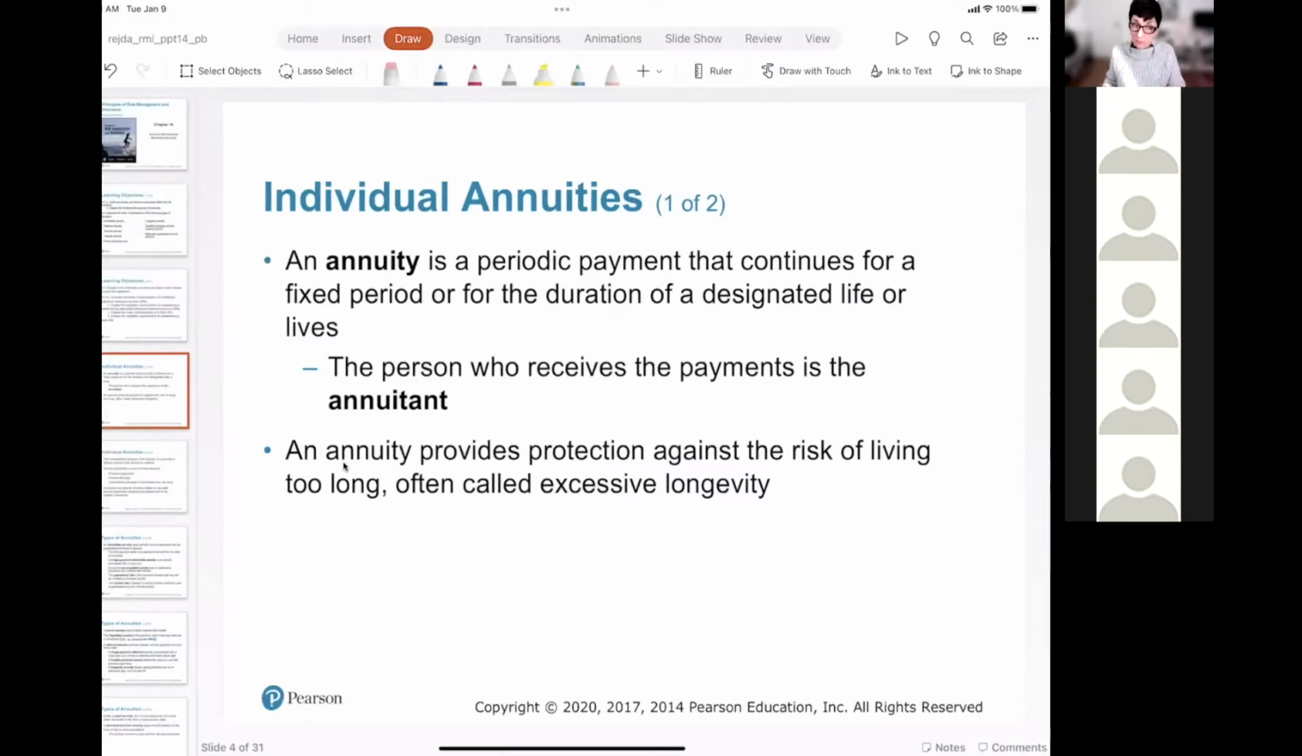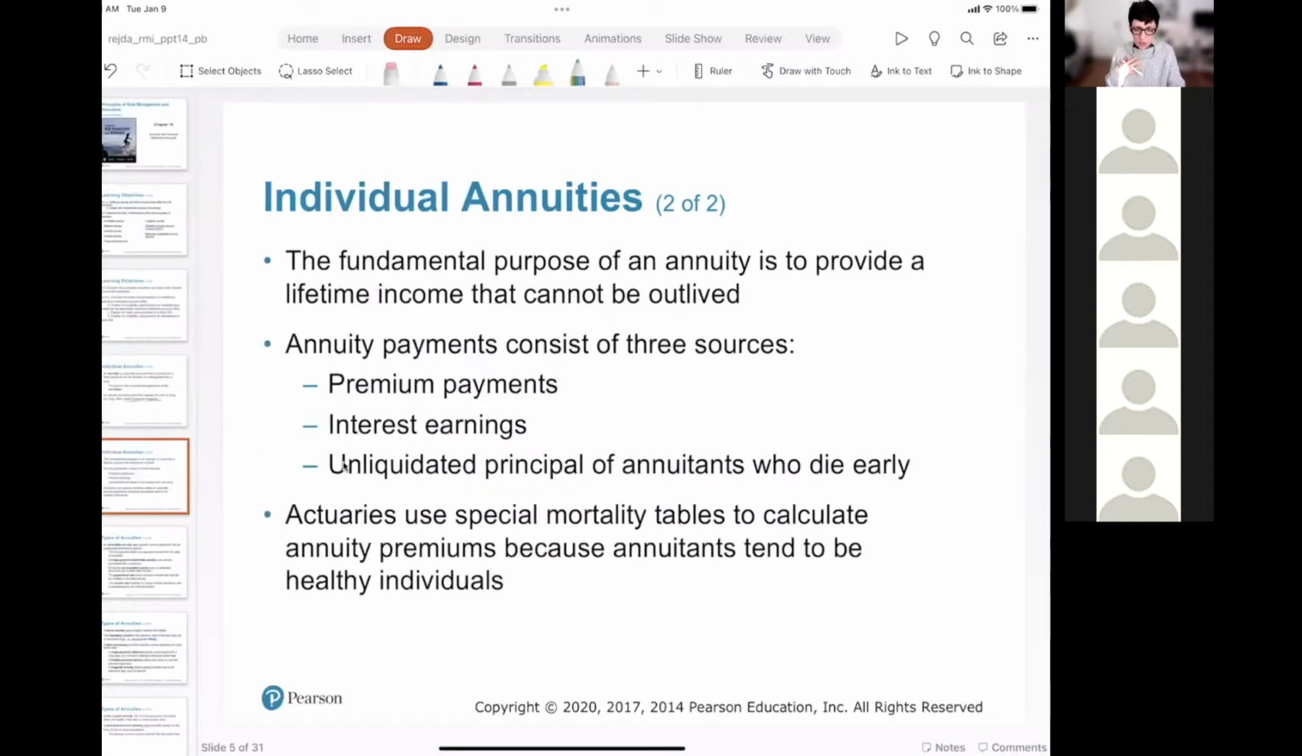But the biggest reason people buy annuities is protection against longevity. So excessive longevity. If I live too long, oh my God, what will happen if I run out of money? Well, if you have an annuity, you can't run out of money because you'll always have the income from that annuity payment. Most people buy annuities because they're afraid of living too long and they want to outsource market fluctuations to an insurance company. They're like, let the insurance company take the risk. I like guarantees in retirement. So not outliving your income is the primary reason for purchasing an annuity.